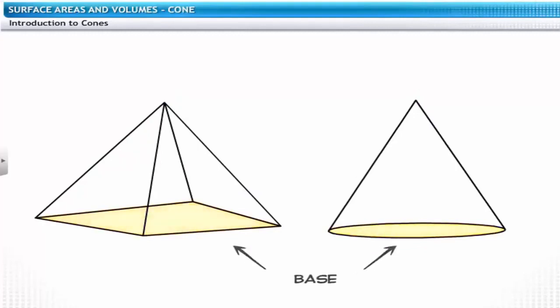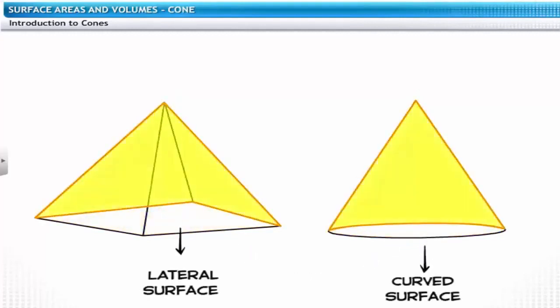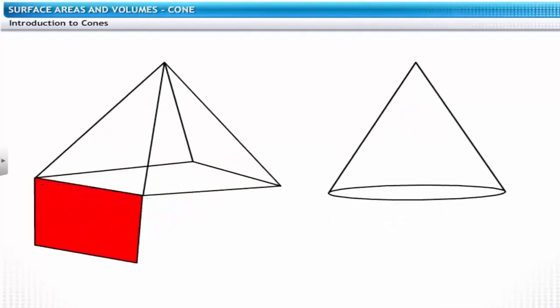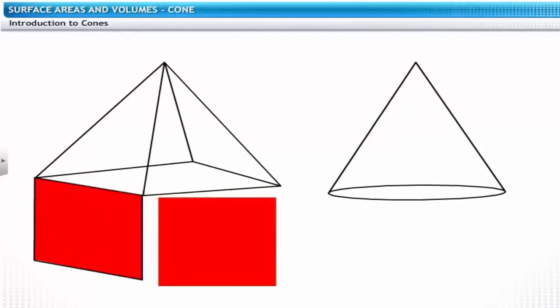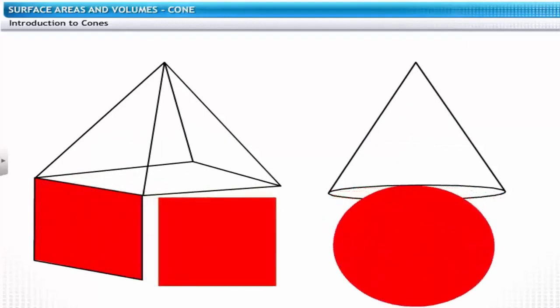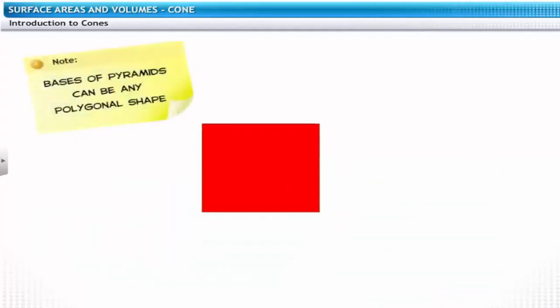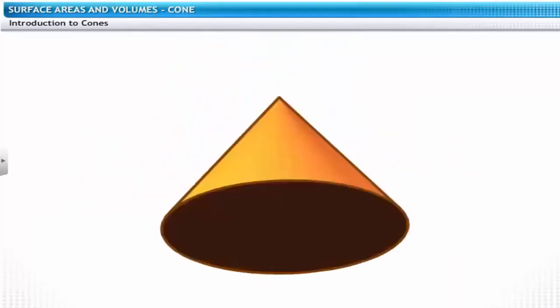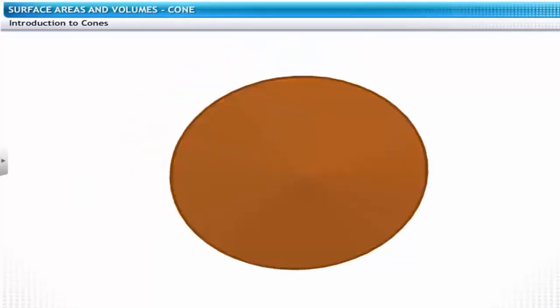The difference is in the nature and shape of their surfaces. A pyramid has a flat and triangular lateral surface, while a cone has a curved surface. If you look at the bases, the pyramid's base is a square, and that of a cone is a circle. Please note that the bases of pyramids can be any polygonal shape. It can be a triangle, a rectangle, or a pentagon. Now coming back to the cone, it is a solid with a circular base and a curved lateral surface that tapers to a point or vertex.